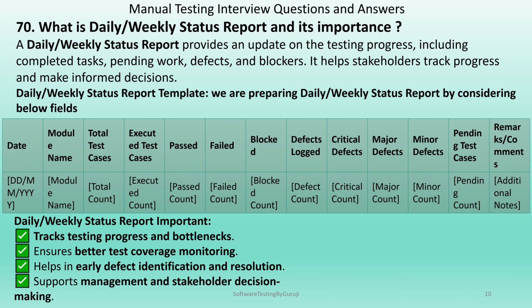Next question is, what is a daily or weekly status report and its importance? A daily or weekly status report provides an update on testing progress, including completed tasks, pending tasks, defects, and blockers. It helps stakeholders track progress and make informed decisions. Let's see the template of the daily or weekly status report.